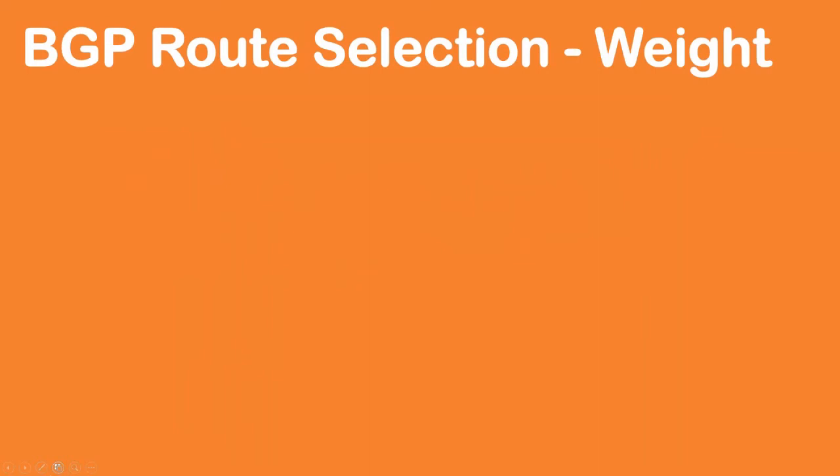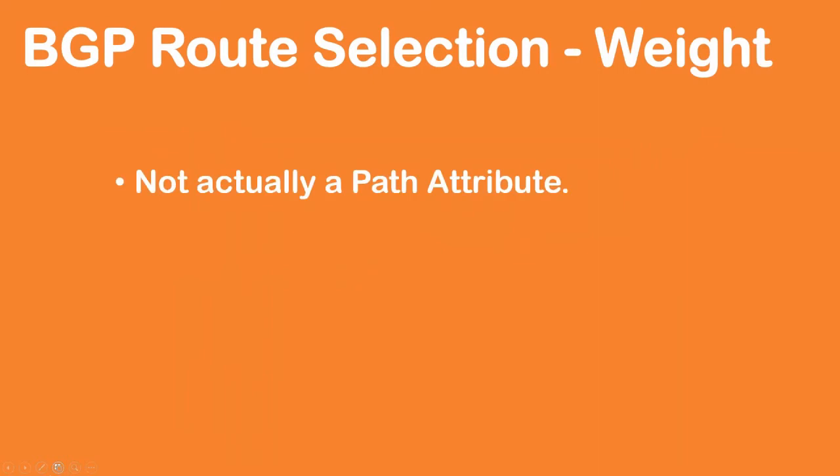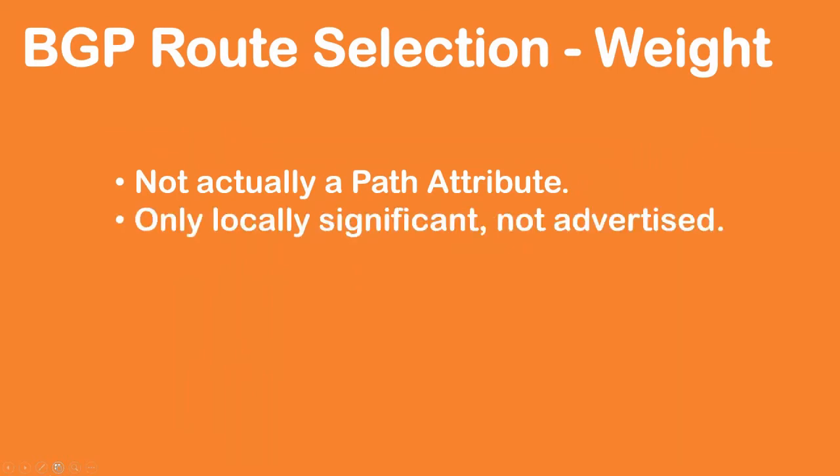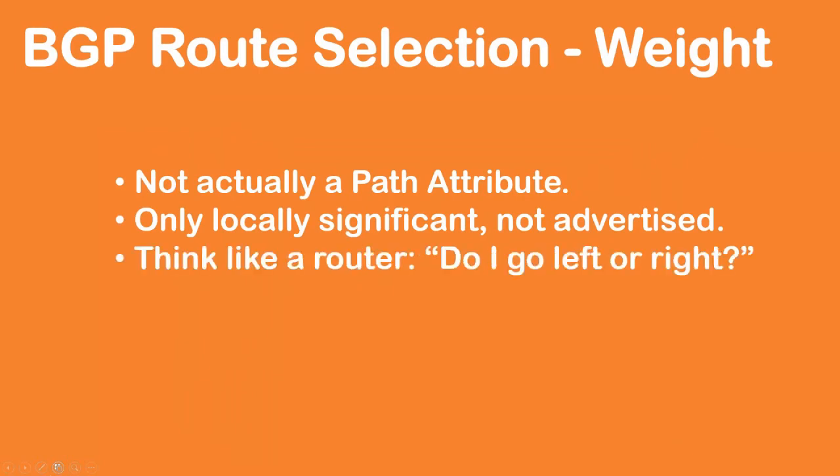We are talking about weight. And I should say that this is not actually a path attribute, so this is not included in BGP updates. Because it's only locally significant, it only affects the local device and is not advertised to any of the peers. And if we apply the mantra of thinking like a router to work out what's going on here, I always think of it as a case of the router asking itself, do I go left or right? So imagine it's got a left interface or a right interface on a diagram. Which of those paths to the destination does it prefer? And with weight, it makes its own decision. It doesn't rely on the information coming from any other devices, nor does it advertise this.